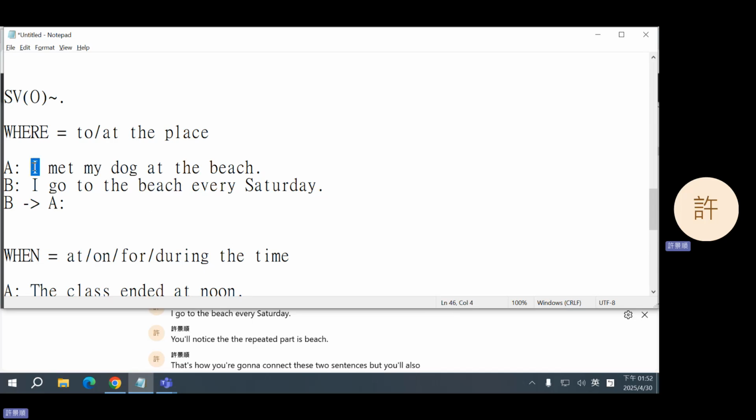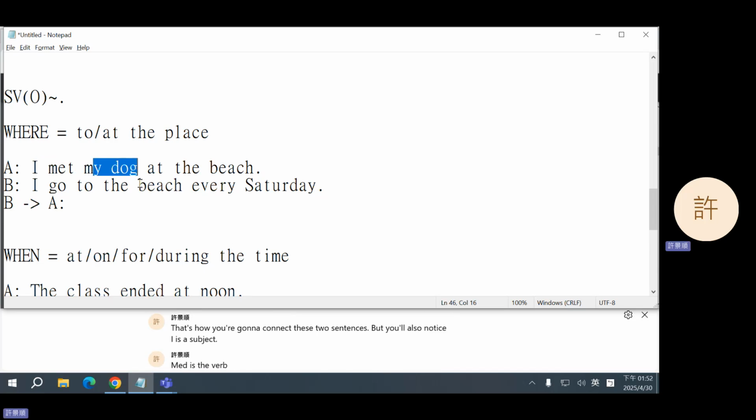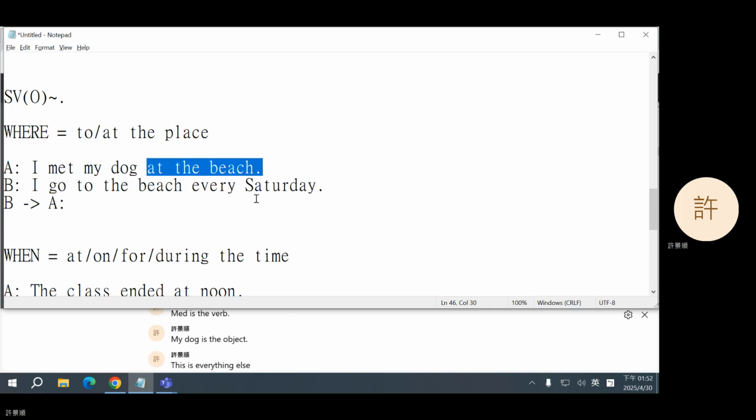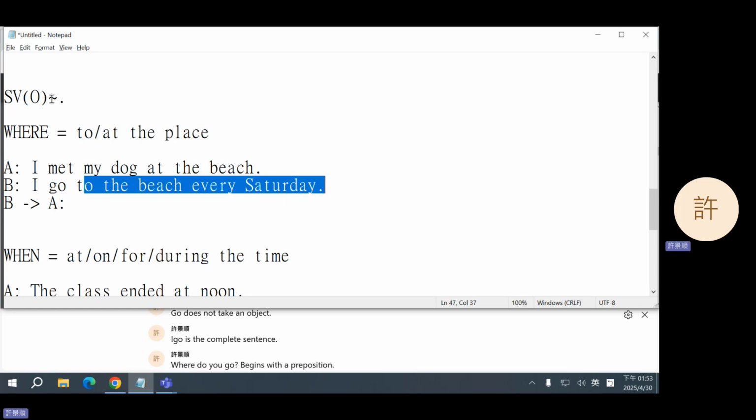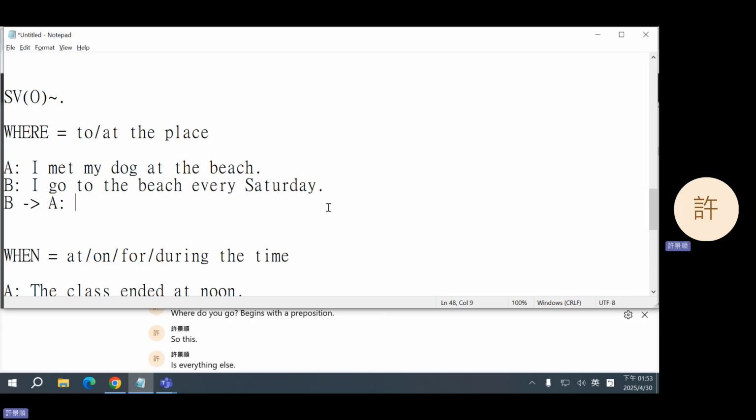But you'll also notice I is the subject, met is the verb, my dog is the object. This is everything else. So because it's everything else, we can use the word where. Looks something like this: B into A. The second sentence, I go, is a complete sentence. Go does not take an object, right? It's in parentheses. So some sentences don't need an object. I go is the complete sentence. Where do you go begins with a preposition. So this is everything else. So you can combine these sentences both ways using the word where.